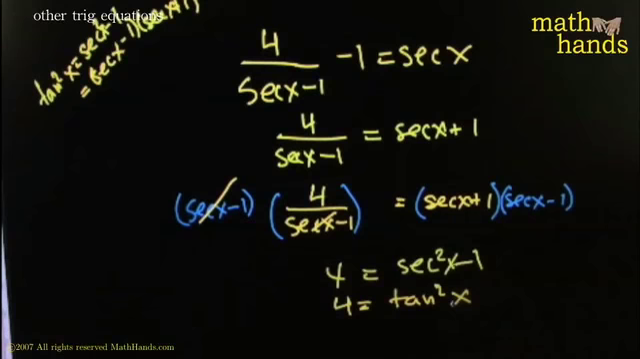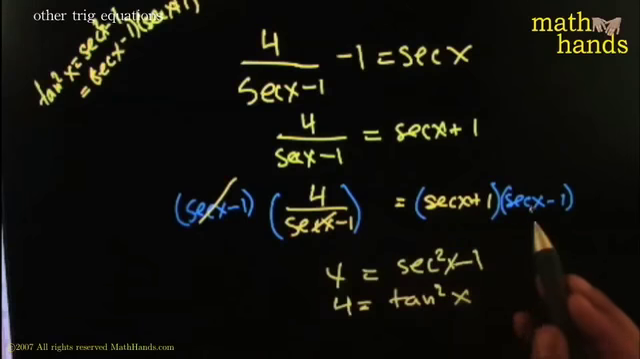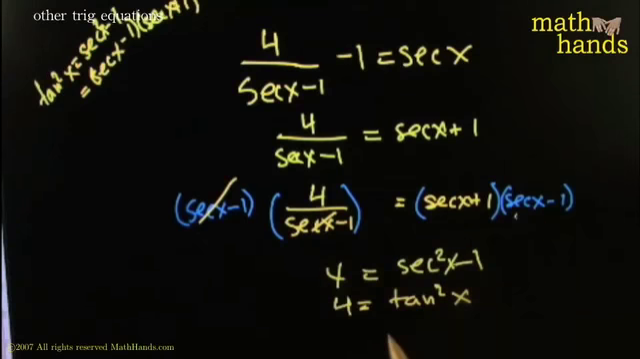Okay, let me see. Continue here. So you just have to remember here, check your answers at the end, because you may have introduced extraneous solutions. This will give you 0 is equal to tan squared x minus 4.